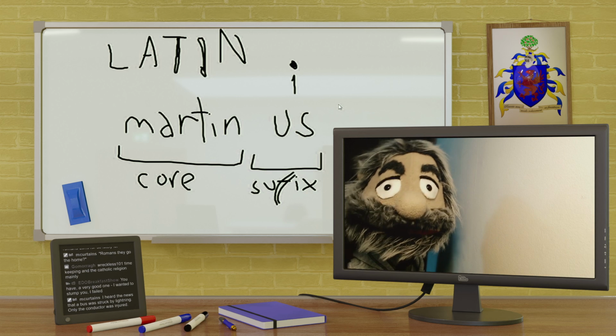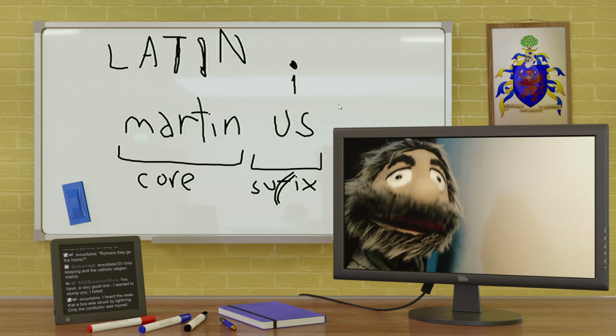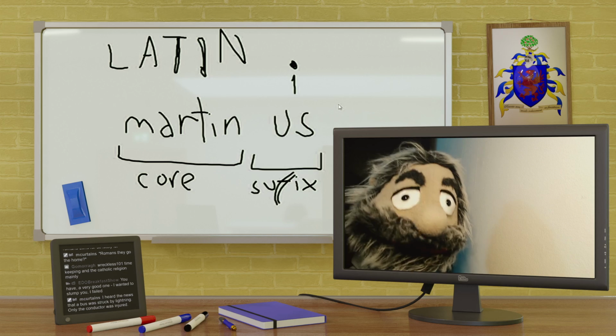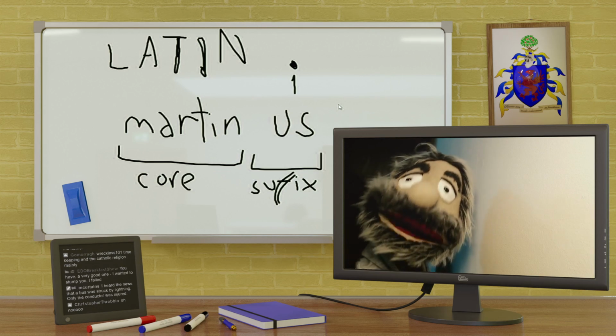You have a very good one. I wanted to stump you. I failed. Explain the joke. Okay, I'm not going to bed tonight. Right. In which case we do this.